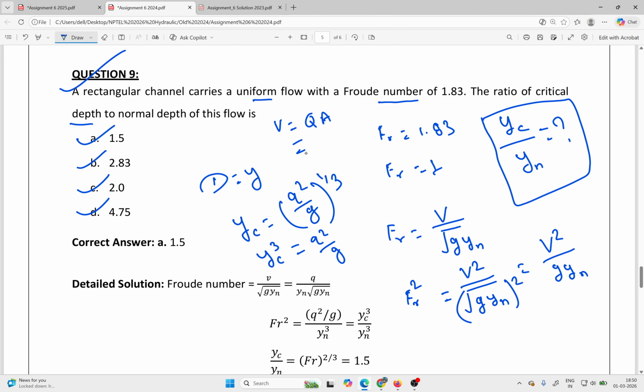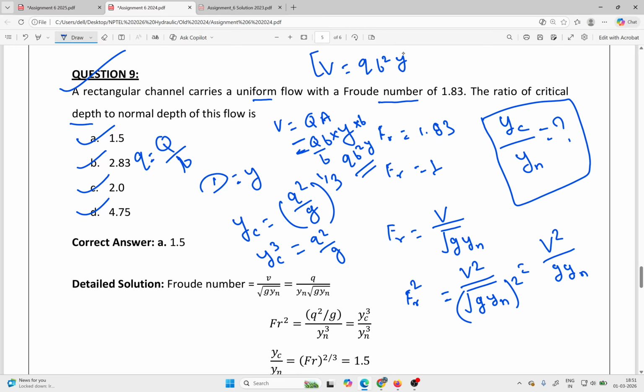So this is your Q is equal to what? Small q is equal to Q by B. So if you write Q is equal to B into Y, then you have to write here B and another B here. So Q by B square Y. So this will be your velocity. Velocity is Q by B square Y from here.